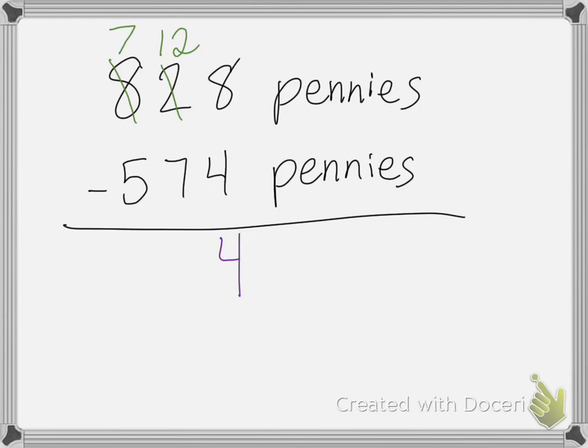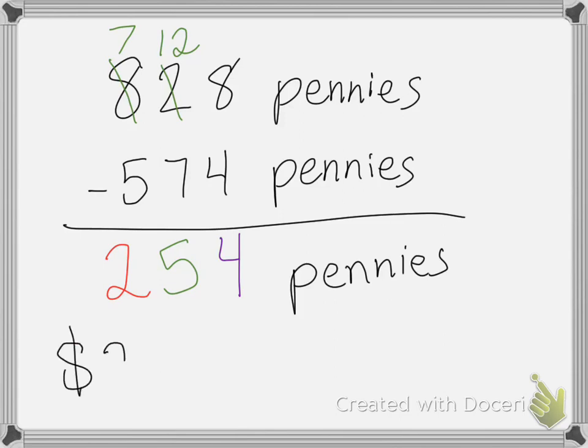12 minus 7 is 5. And then the hundreds column, so 7 minus 5 is 2. So my answer is 254 pennies. If I wanted to write that in money form, or dollar form, I'd put $2, decimal, 54 cents. So $2.54.